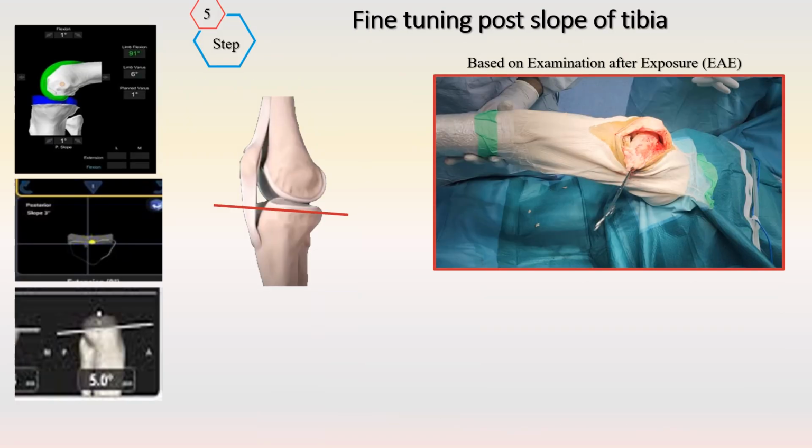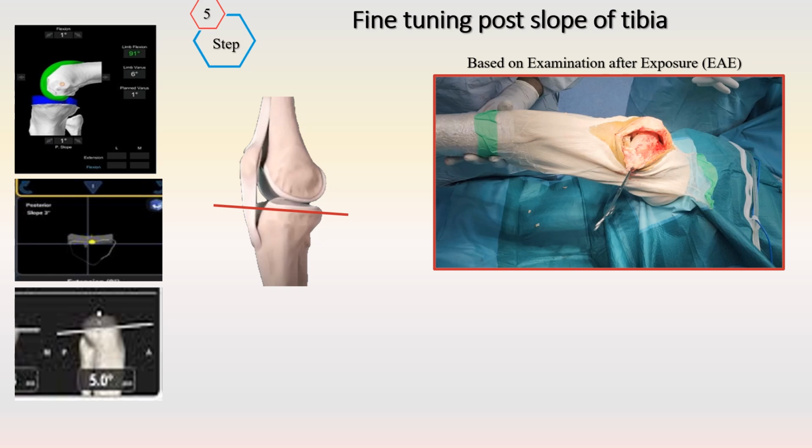We move on to step number 5 now, which is fine-tuning the posterior slope of the tibia. This is done very elegantly by any robotic platform. All robots will give you the flexion space even before you have made any bone cuts. So once we provisionally place the femur based on native anatomy, we can work out what the posterior space is, and then we can dial in the slope so as to match the posterior space to the extension space even before we have made any cut with any robotic device.